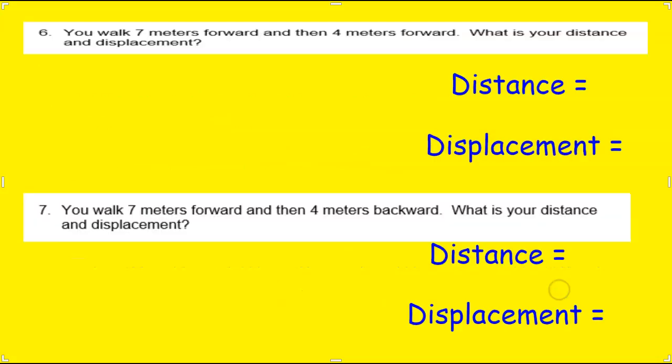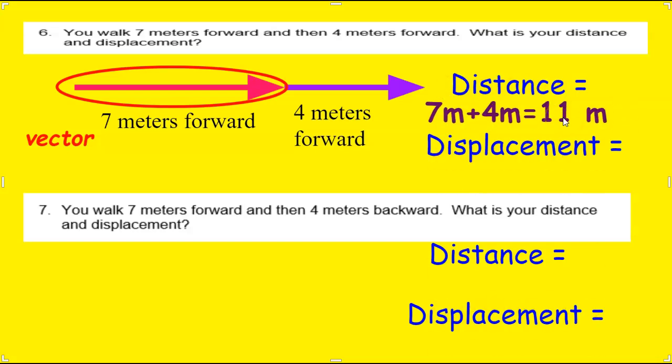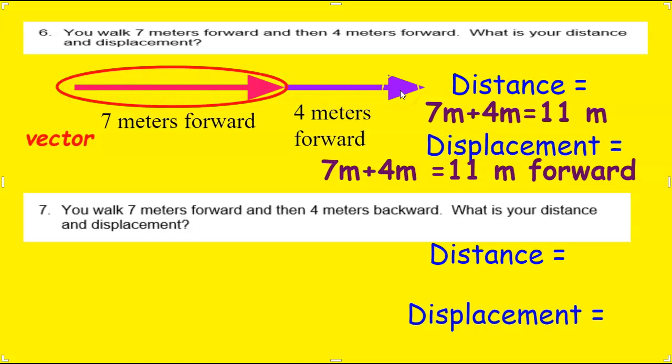So when we're looking at our problem, the first one says that if you walk 7 meters forward, this arrow actually represents our vector because the 7 meters forward is the direction. It's pointing in the direction forward, and the size of the arrow represents the value. So here's my starting point. I move 7 meters forward. Then I move another 4 meters forward. So the distance is the total amount traveled. I just add that up and I get 11 meters. Whereas my displacement is, again, how far I am from the starting point. Well, I only went forward, so I just add those up and it's 11 meters forward.